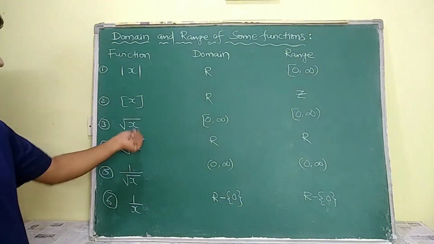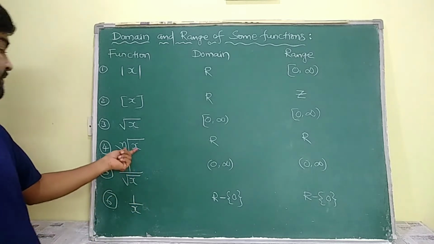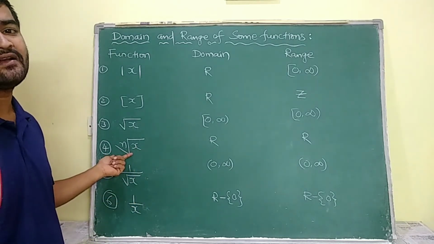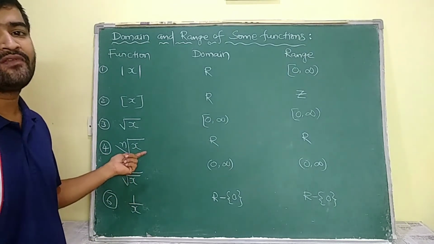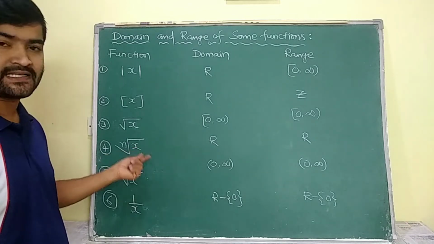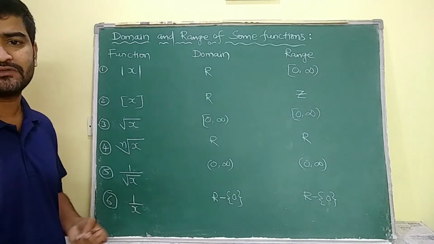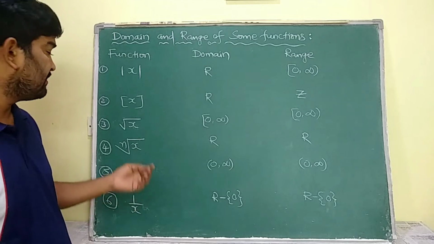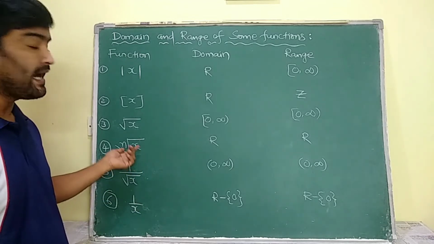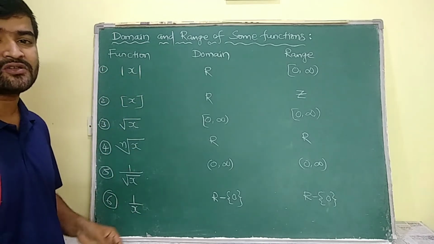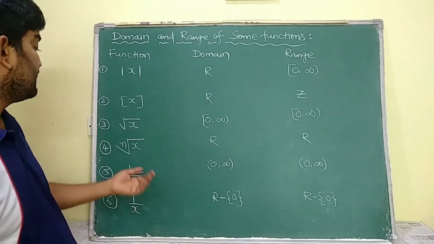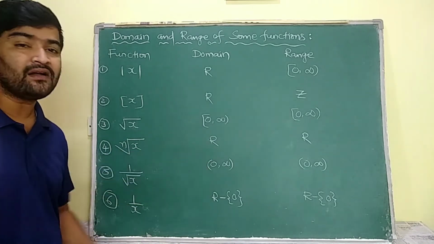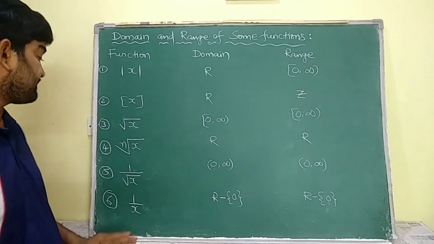See, nth root of x. This is a radical function. In this radical, we are going to place any value for this x, that may be positive, negative or anything. And the answers we are going to obtain are also positive, negative, everything. So the real numbers are both the domain and range for this function.